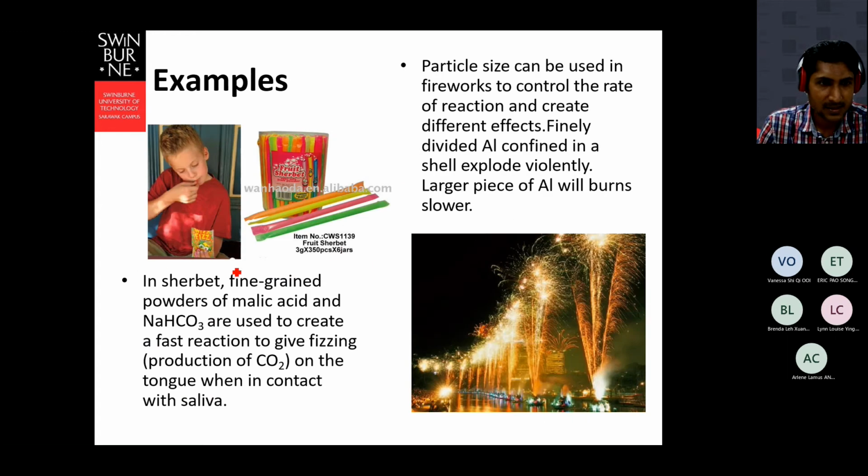An example is sherbet. I don't know whether kids nowadays still do this, but usually it was malic acid and sodium bicarbonate. You just open it and put it on your tongue. It becomes fizzy, with some smell. Because of the sodium bicarbonate, carbon dioxide is produced, and the bubbles on our tongue feel good.